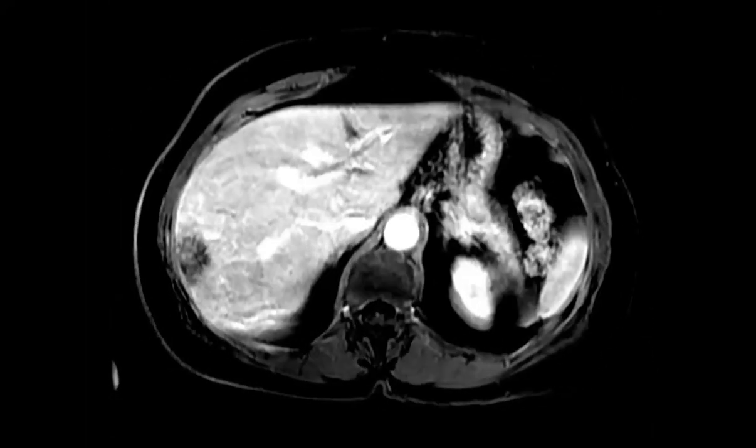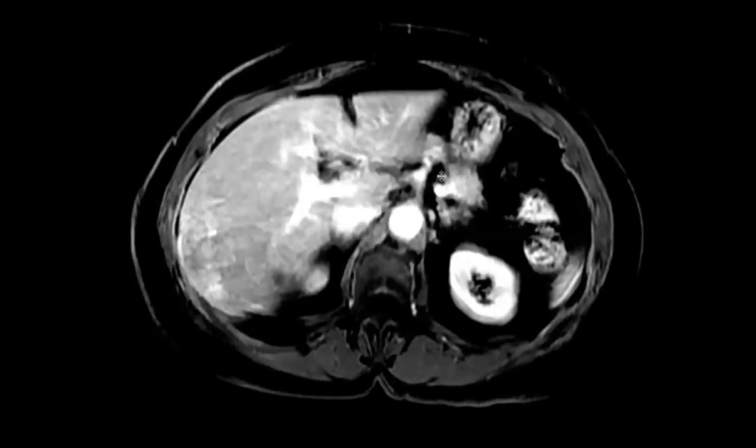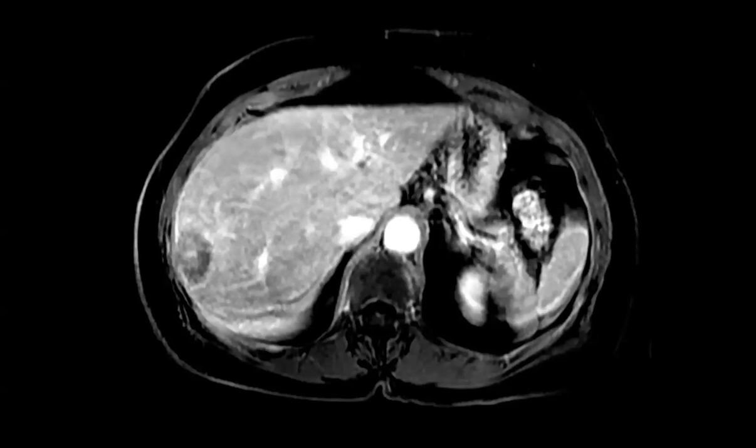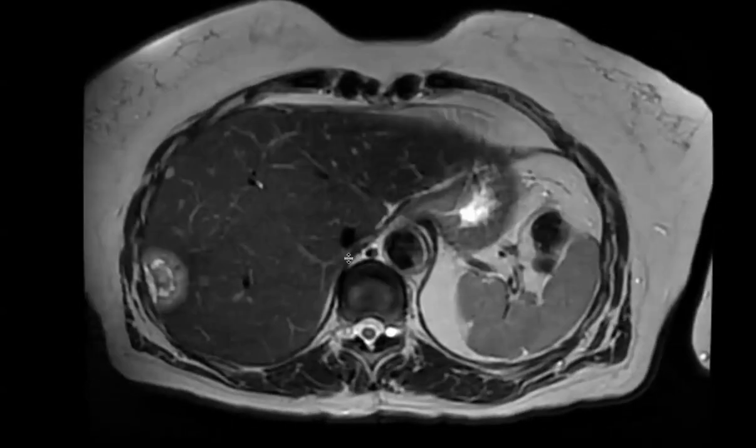So these are the delays. They have the opposite of a hemangioma look, with central enhancement and then peripheral enhancement. And actually they have a peripheral T2 hyperintensity, right? Yep. Look at this. Isn't that beautiful?